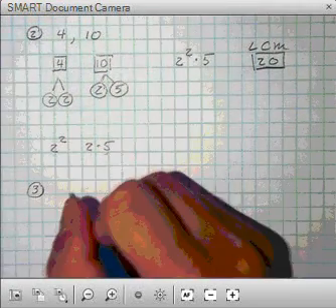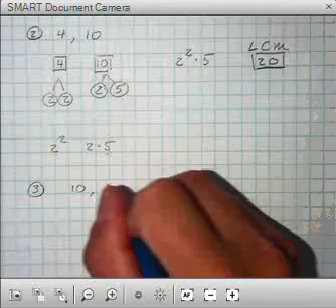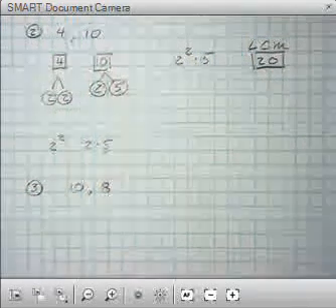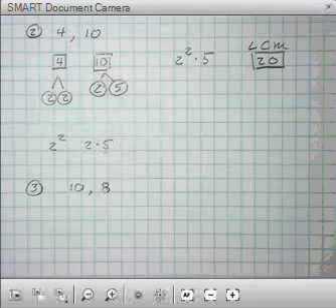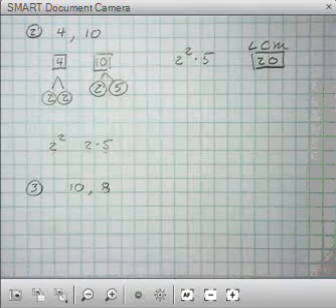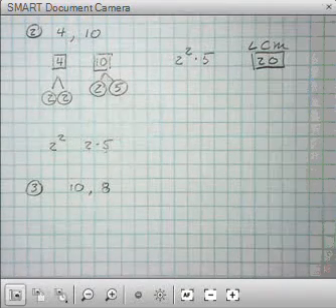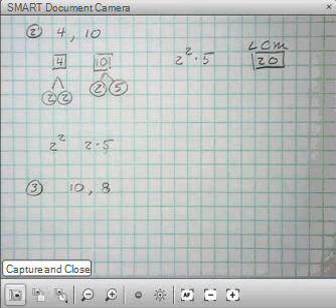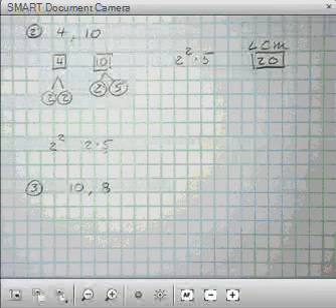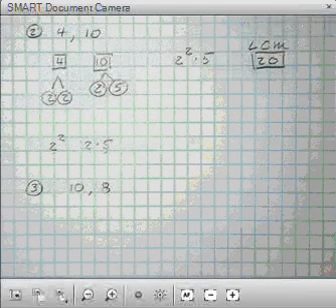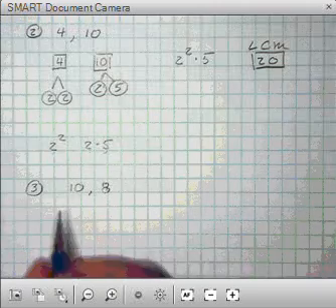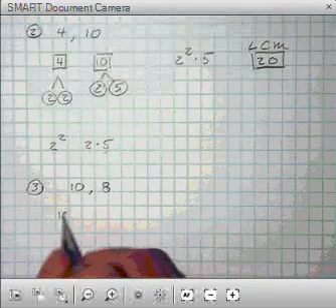Let's try one on your own before we get to the ones with variables in them. Find the LCM using prime factorization of 10 and 8. All right, so you had a chance to do that one on your own. You had to find the LCM of 10 and 8.